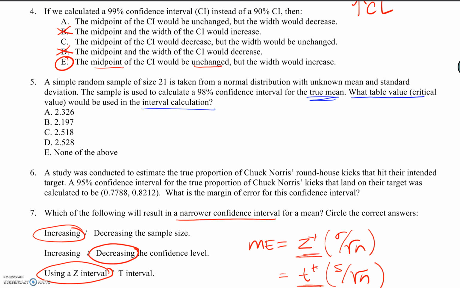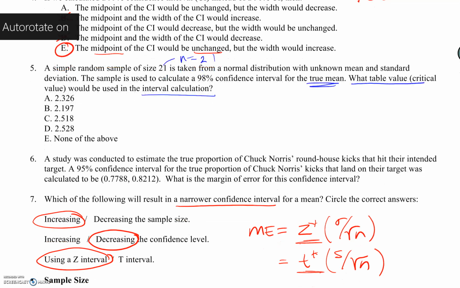So the first sentence says, a simple random sample of size 21 is taken from a normal distribution with an unknown mean and standard deviation. So again, standard deviation here is in the same sentence as unknown. So we do not know the real standard deviation for this distribution. So this means sigma is unknown.